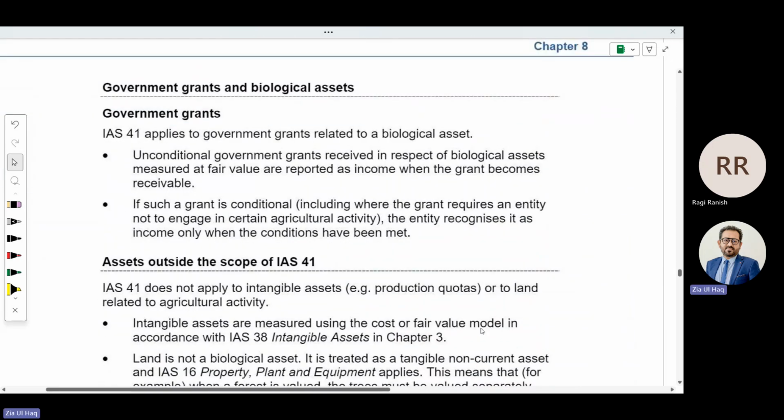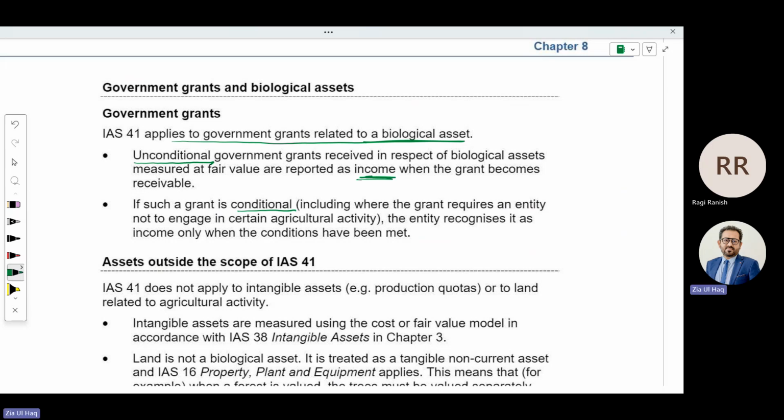Now, if we are receiving any government grant in case of agriculture asset, IAS 41 applies to government grant related to biological asset. And grant could be of two types: unconditional government grant and conditional grant. Unconditional means government has provided you grant to promote agriculture. There is no condition attached. You need to record it as income immediately.